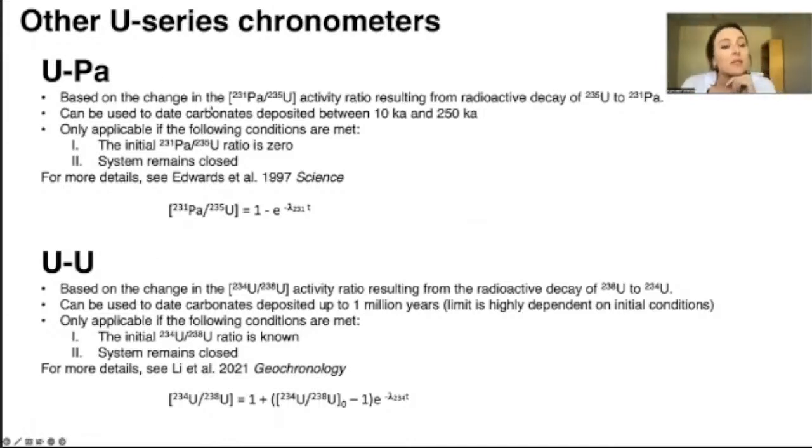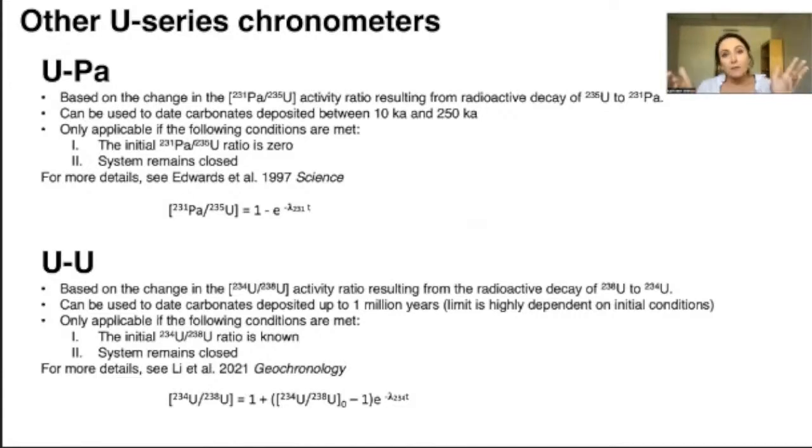Uranium-protactinium is based off of the decay of uranium-235 to protactinium-231. You can use it to date carbonates between 10 and 250,000 years. The power in uranium-protactinium dating is that it is based off of a separate decay chain than uranium-thorium dating, so you can essentially use it as an independent check for your uranium-thorium ages.